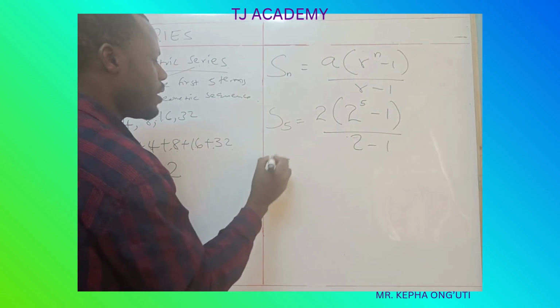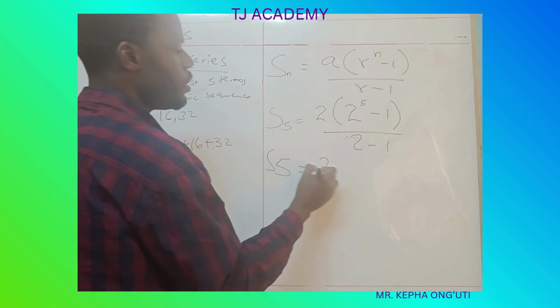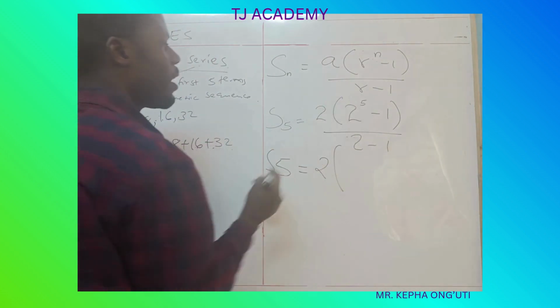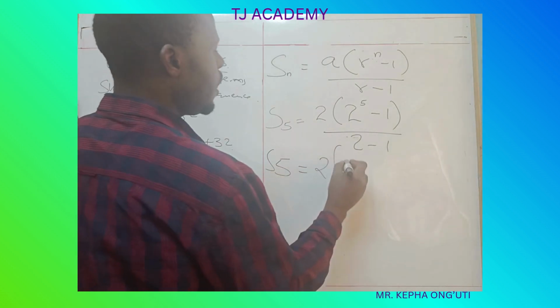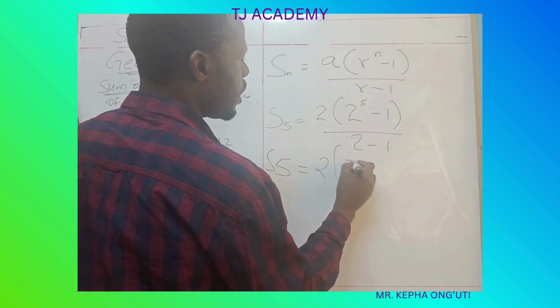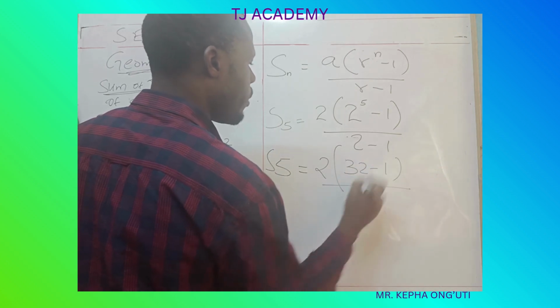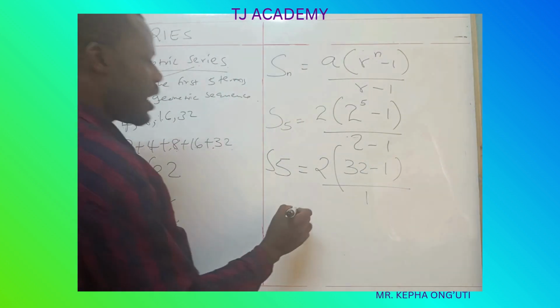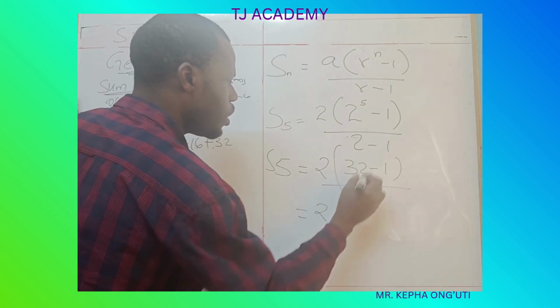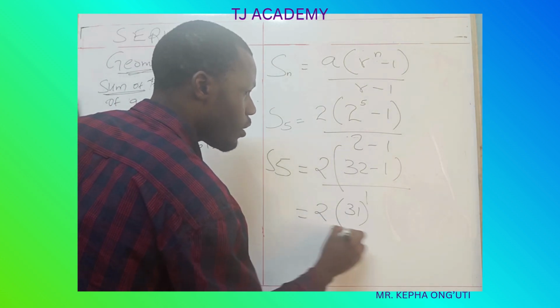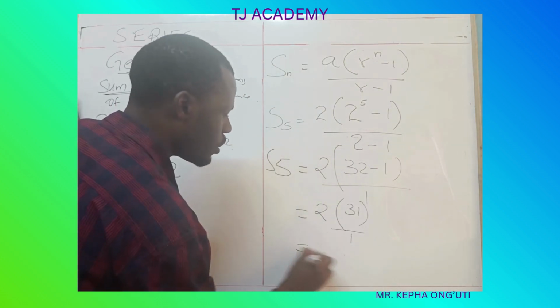And the sum of the first 5 will be 2, and 2 to the power 5 is 32. 32 minus 1, over 2 minus 1, which is 1. And this comes as 2 into 31, over 1. So this one is 62.